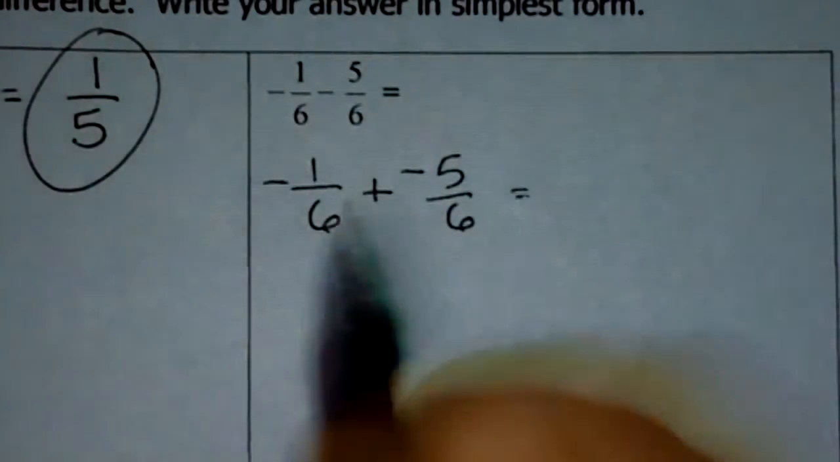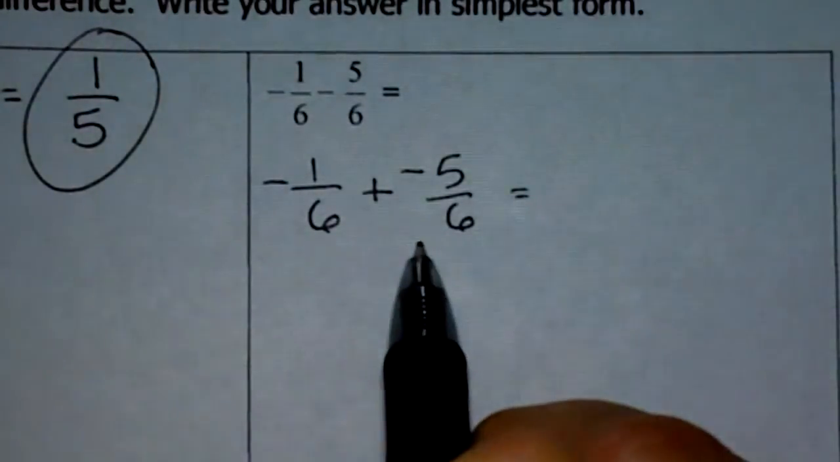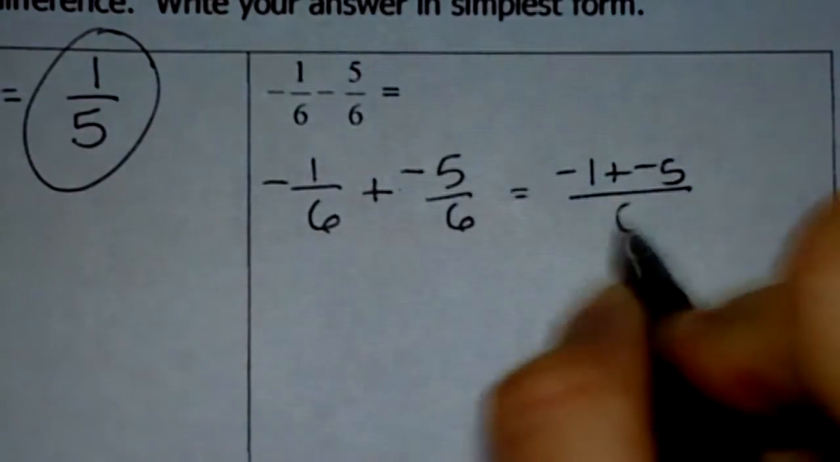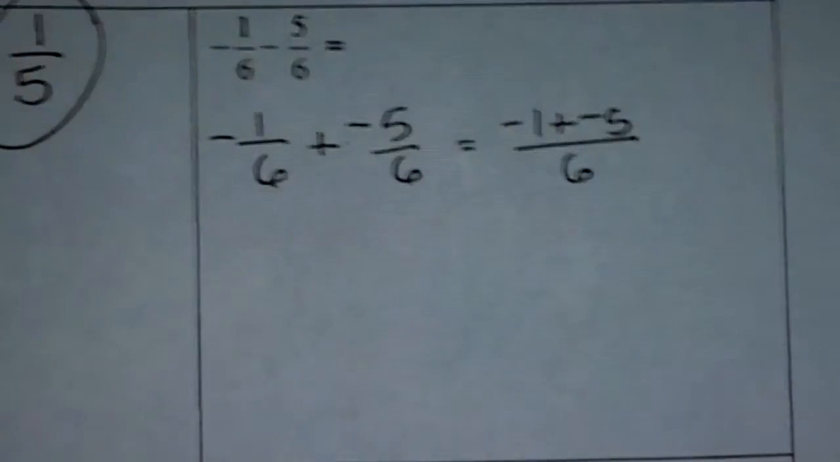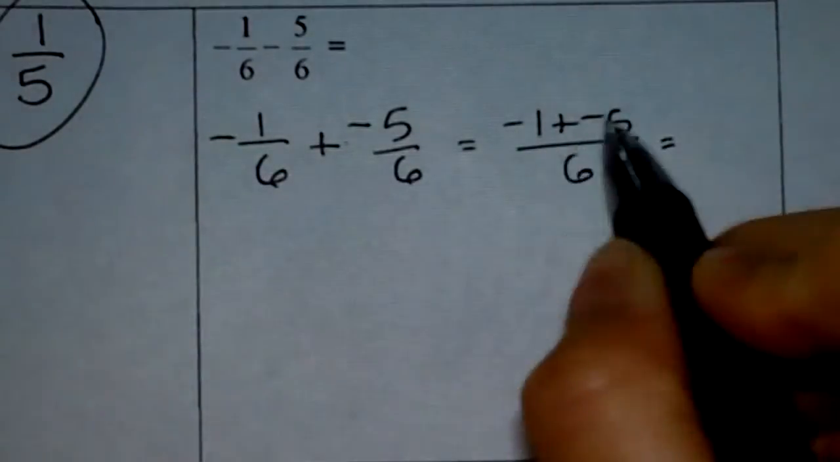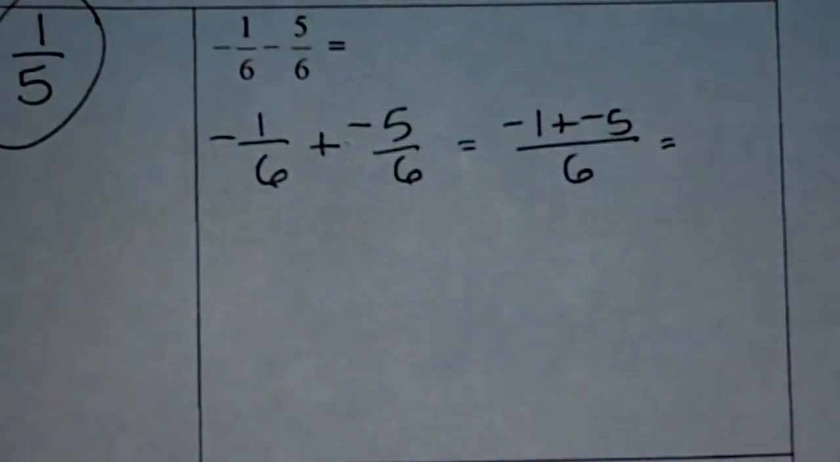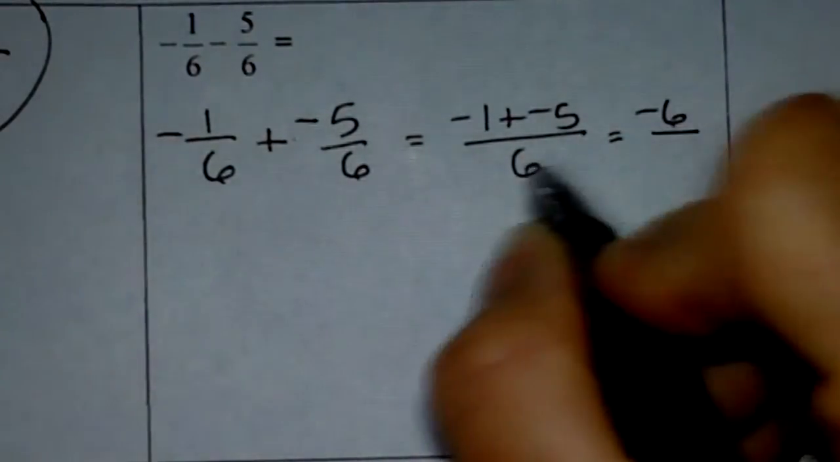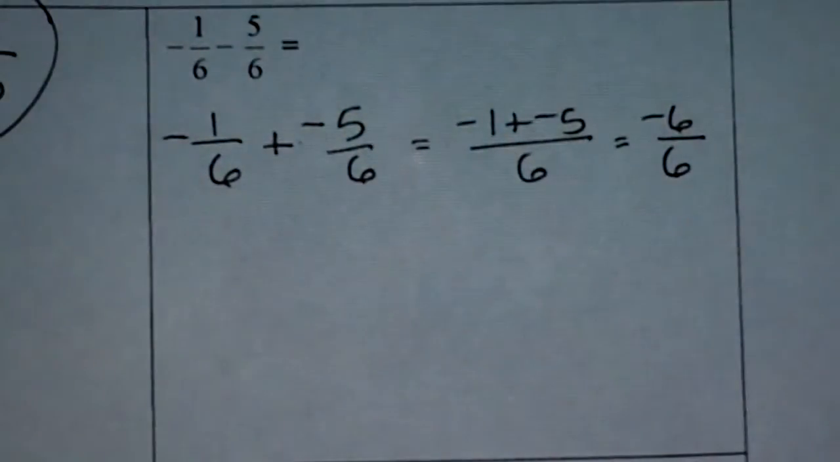Okay, so now I have a common denominator. It's addition. That means I'm supposed to add my numerators and bring over the denominator. Now in my numerator spot, I have two negatives that I'm adding, so I'm actually going to add those and keep the sign. A negative 1 plus a negative 5 is a negative 6 over positive 6. I can simplify this.